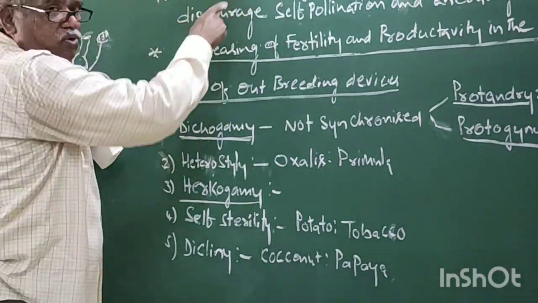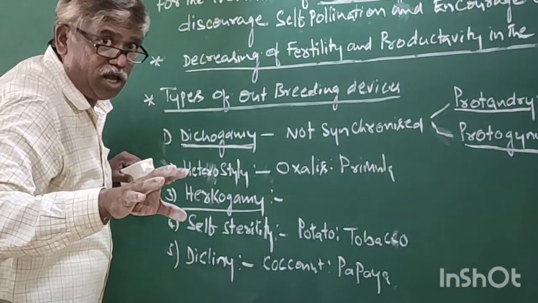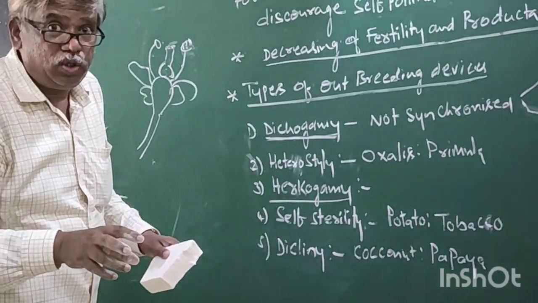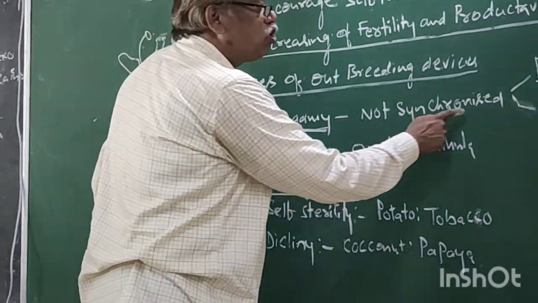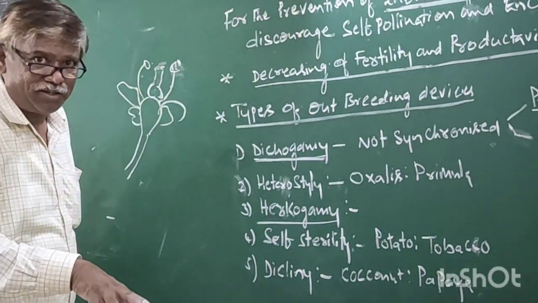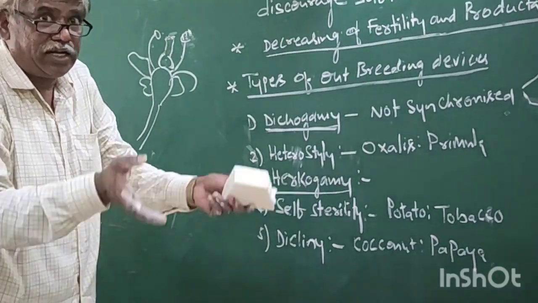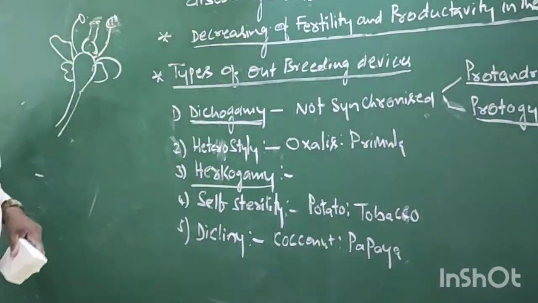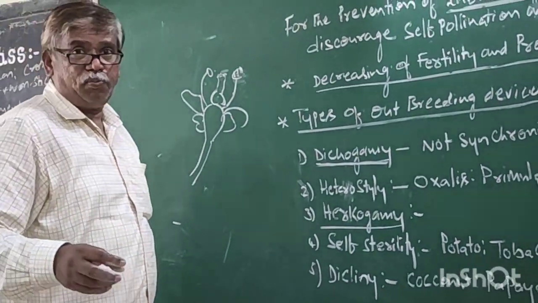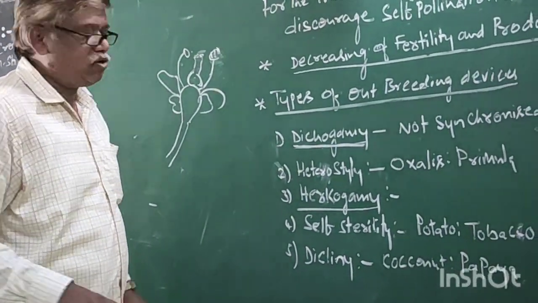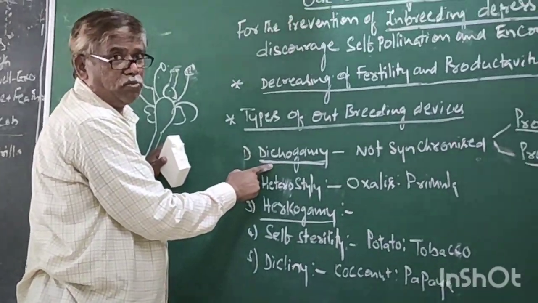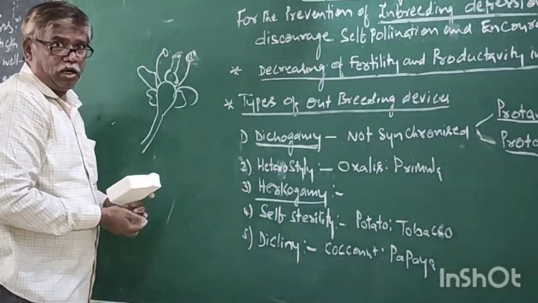Dichogamy is one type of outbreeding device in bisexual flowers in which anther and stigma do not mature simultaneously; they are non-synchronized. If they were synchronized, they would mature at the same time and undergo autogamy. If it undergoes autogamy, inbreeding depression occurs, and the next generation's productivity and fertility decrease. Due to this, the bisexual flower shows outbreeding devices, which is called dichogamy. Once again, I am giving the definition of dichogamy. Listen carefully.